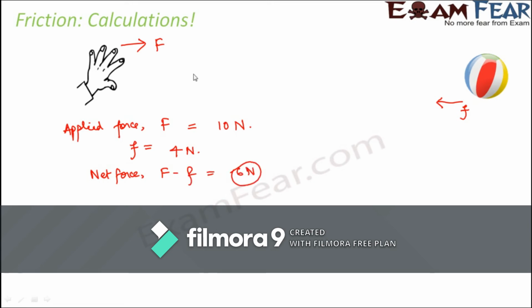Now whenever the frictional force becomes equal to the applied force, the ball will stop moving any further. As long as capital F is greater than small f, the ball will continue to move. As soon as capital F is equal to small f, the ball will stop moving. And when the frictional force becomes more, then the ball might even start moving backward. So this is how the concept of friction works. So friction always acts in a direction opposite to the direction of motion, opposite to the direction of applied force.